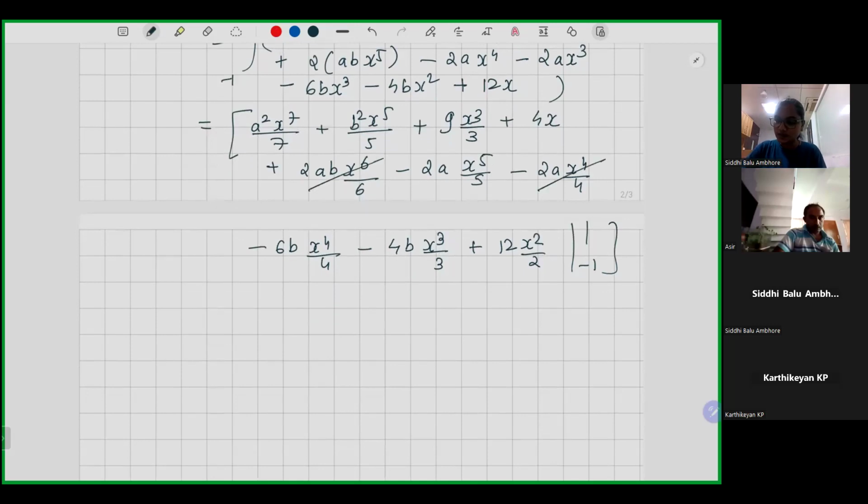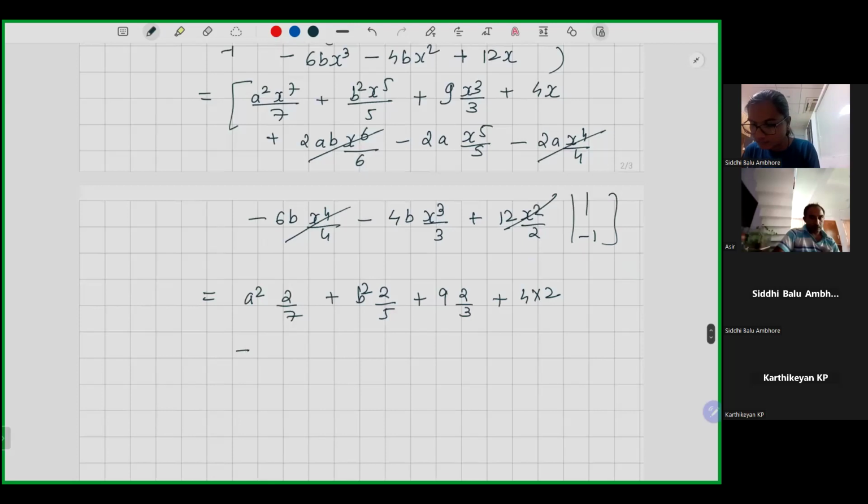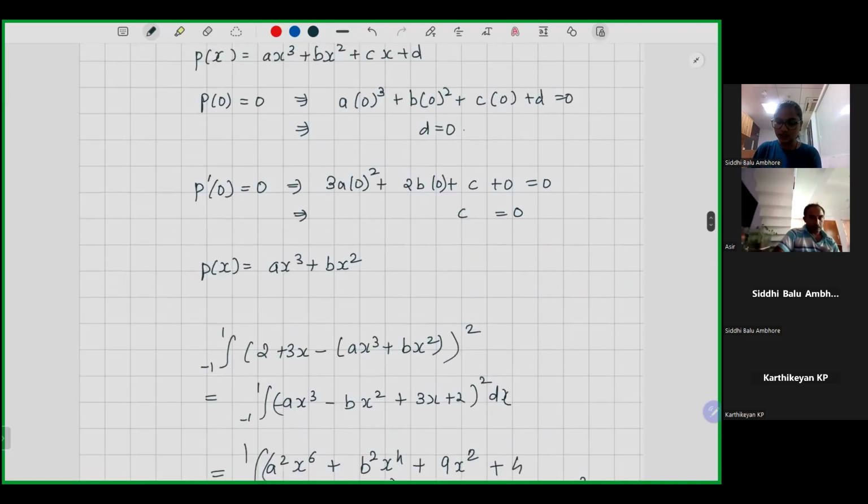So this will be 0, and the rest is a square times 1 plus 1 by 7, so it will be 2 by 7, plus b square 2 by 5 plus 9 times 2 by 3 plus 4 into 2, minus 2a, so it will be 4 by 5 minus 2 times 8 by 3. That's it. So this is the integration of this term.